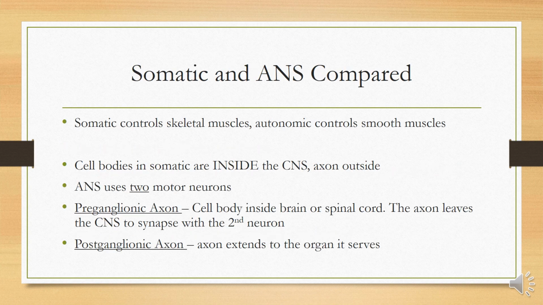Somatic and autonomic nervous system compared. Somatic controls your skeletal muscles, so these are your voluntary muscles, whereas autonomic controls the smooth muscles, such as your viscera, cardiac, and your smooth muscle.